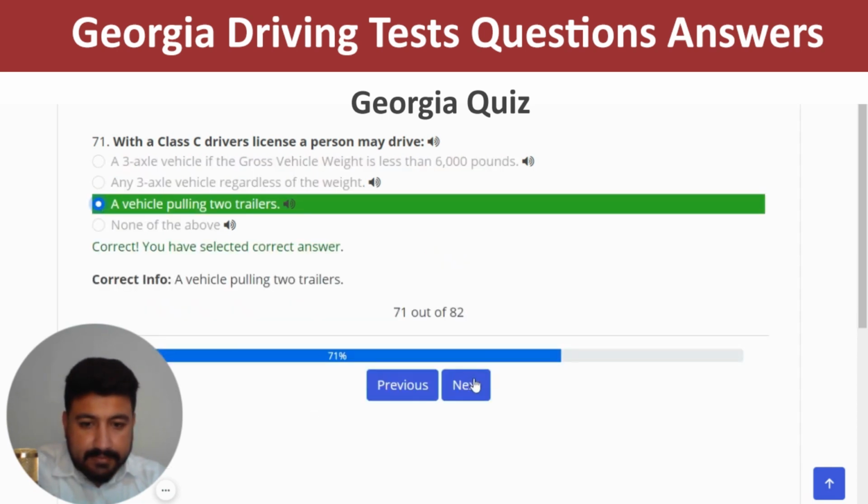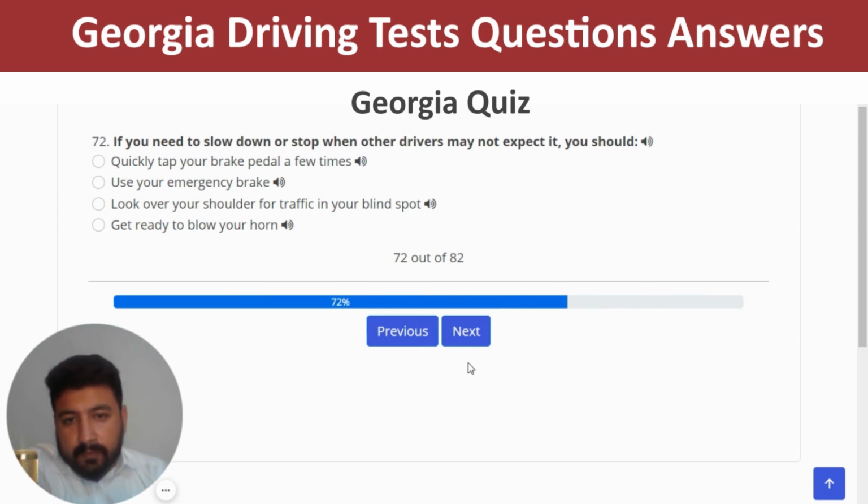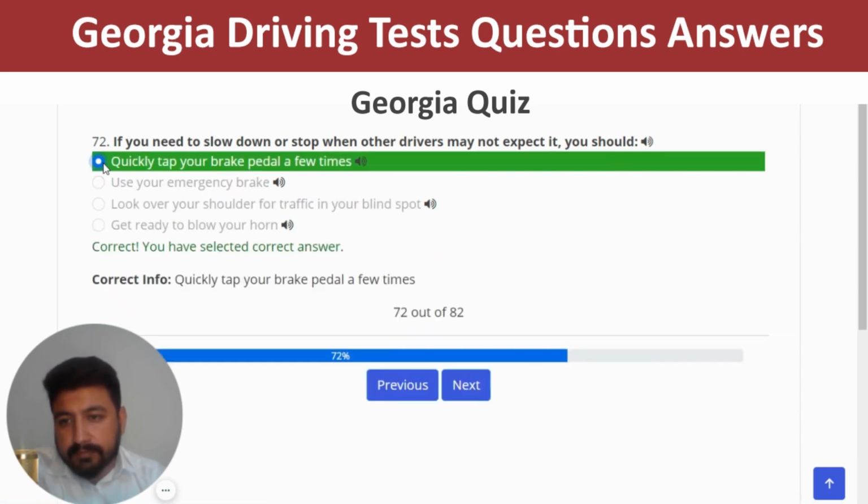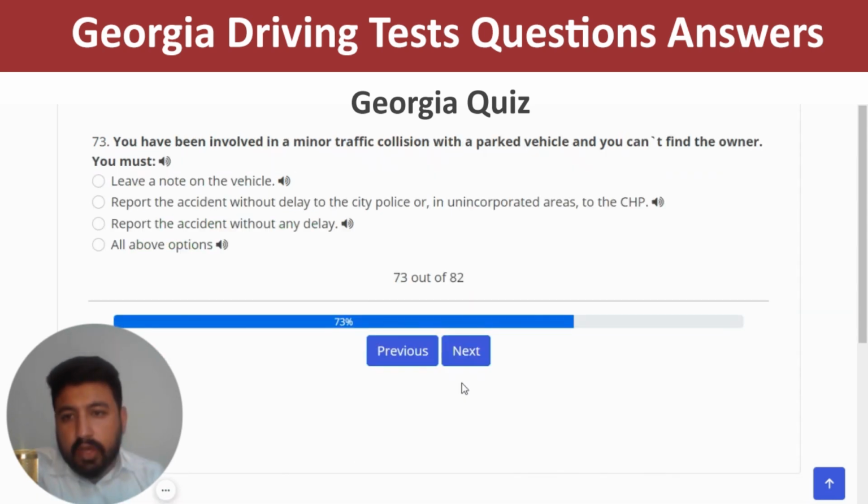Yeah. And next, if you need to slow down or stop when other drivers may not expect it, you should... The right answer is quickly tap your brake pedal a few times. So I'm going to click on the first option. Correct. And next, you have been involved in a minor traffic collision with a parked vehicle and you can't find the owner. You must... The right answer is all of the above.